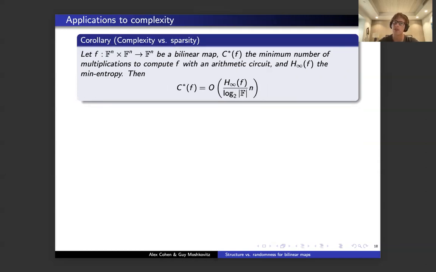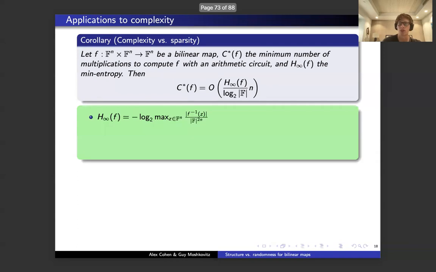So there's some application of the theorem to the complexity of bilinear maps. So let F be a bilinear map, and let C star of F be the minimum number of multiplications needed to compute F within an arithmetic circuit. So it's in some way the arithmetic complexity of the bilinear map F. I'm going to let h infinity of F be the min entropy, which is some measure of the bias of the output distribution of F.